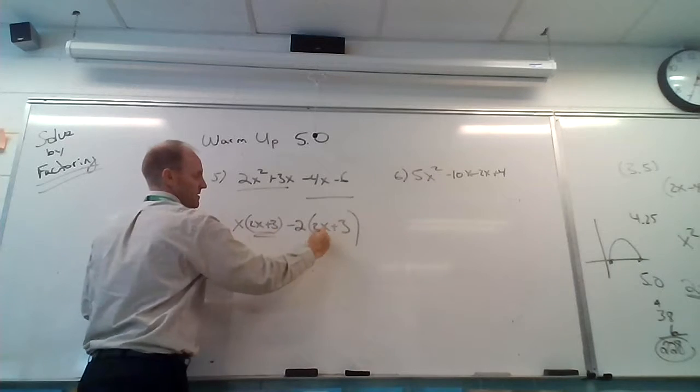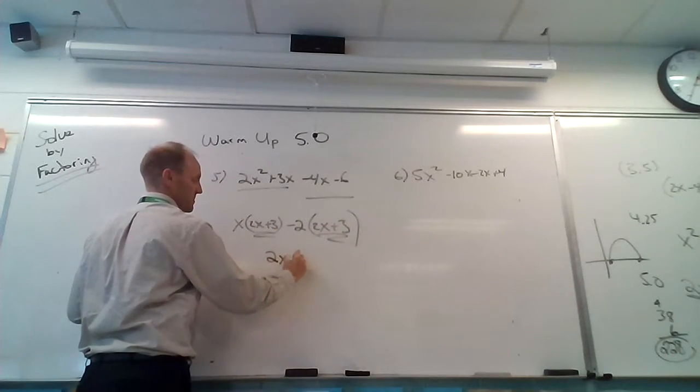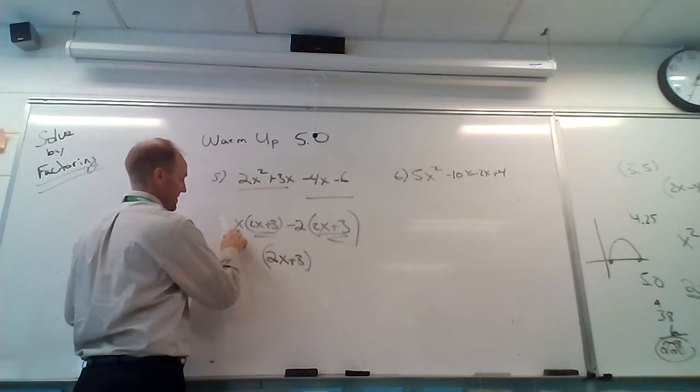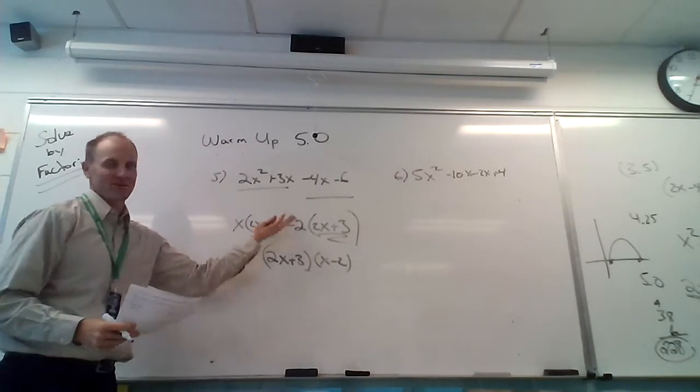Oh, look. We have a 2x plus 3 in common for both of these. So I can take those out. What am I left with on this? An x. And what am I left with here? A minus 2. So that is factoring by grouping.